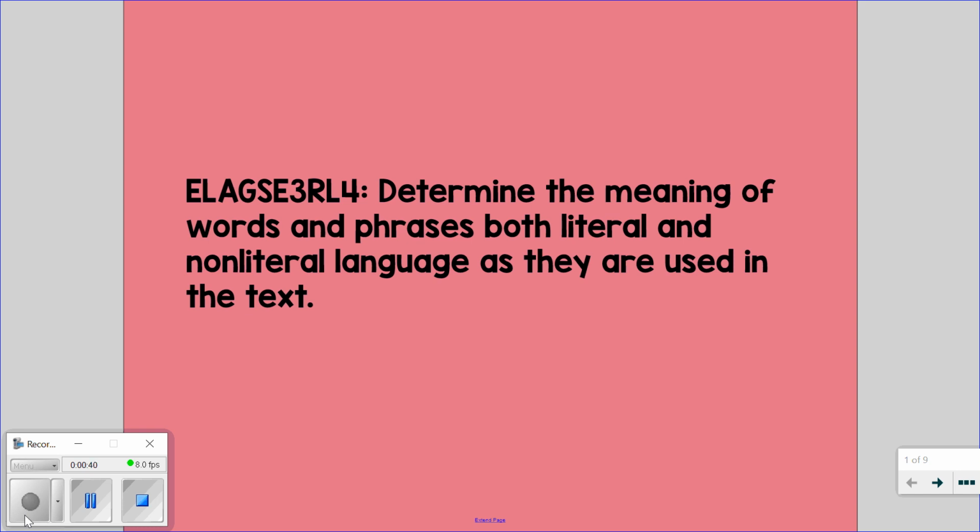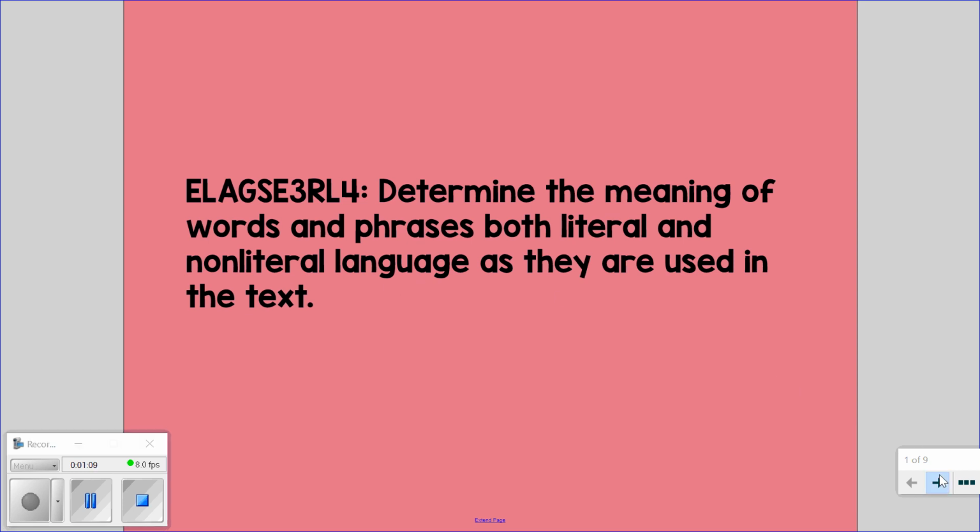So to start off, let me go ahead and tell you our standard for the week. We are looking at RL4, which is determine the meaning of words and phrases, both literal and non-literal language as they're used in the text. You guys have seen this standard before, and you're pretty good with it, but we're going to look at it in a little bit of a different way this week because we're going to actually look at similes and metaphors, and those can be examples of non-literal language.